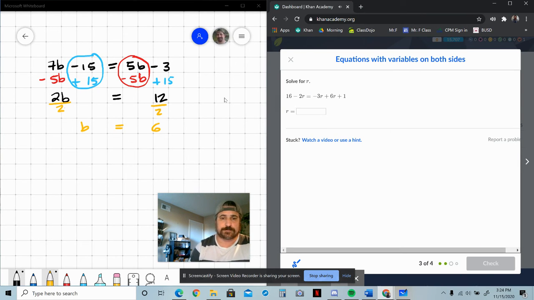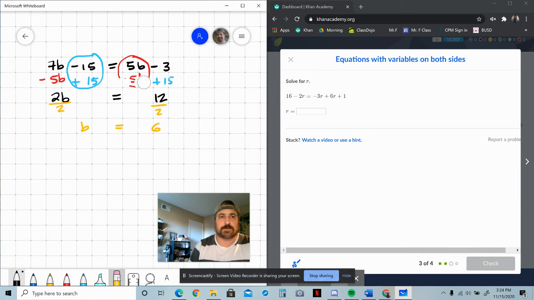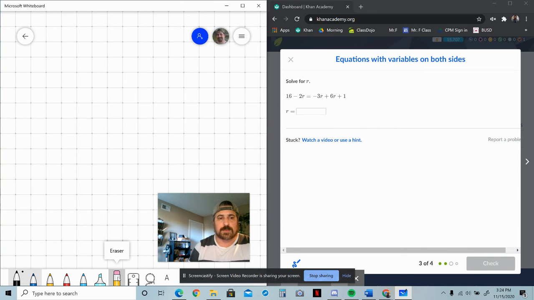So the next one. All right, so we're going to erase all this, start again. So this time we're going to do 16 minus 2r equals negative 3r plus 6r plus 1. Okay. Once again, combine any like terms you have on either side. I see that I can combine these on the right-hand side, so I'm going to combine them. I get negative 3r plus 6r, which is positive 3r's.